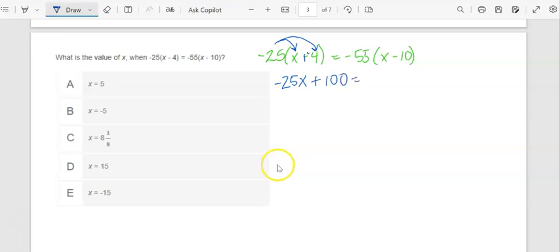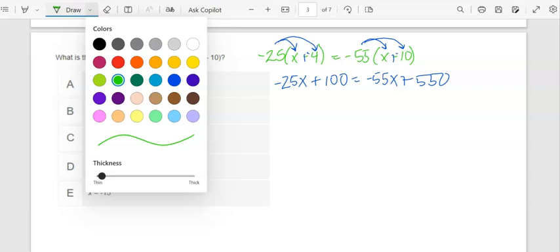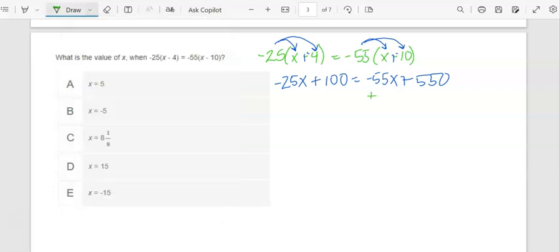Do the same thing on the right side. We're going to use the distributive property. That's negative 55, so now we have negative 55x. And again, this is minus 10, so it's going to be plus negative. Negative 55 times a negative 10 is going to be a positive 550. I want my variables on the same side, so since that's a negative 55x, I'm going to add 55x to both sides.